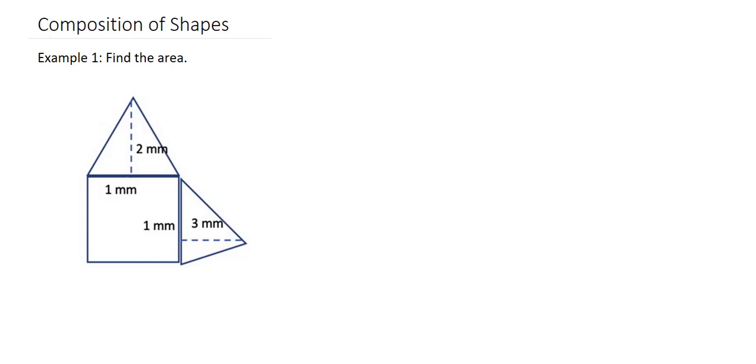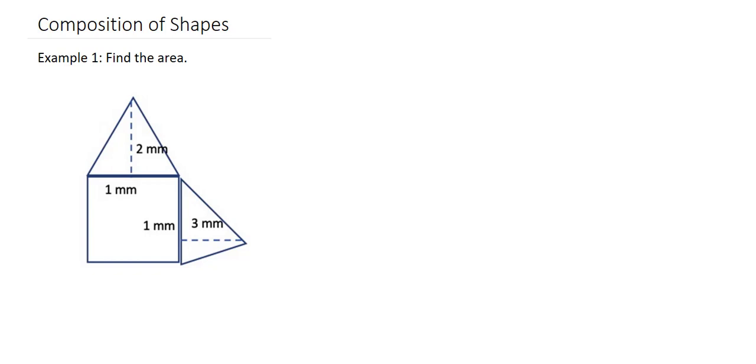Composition of shapes. Example 1. So we're going to find the area. As we look below, we see we have 3 different shapes, right? We have 2 triangles and 1 square. What we're going to do is find the area of each one, add them up, and that will be our total area.